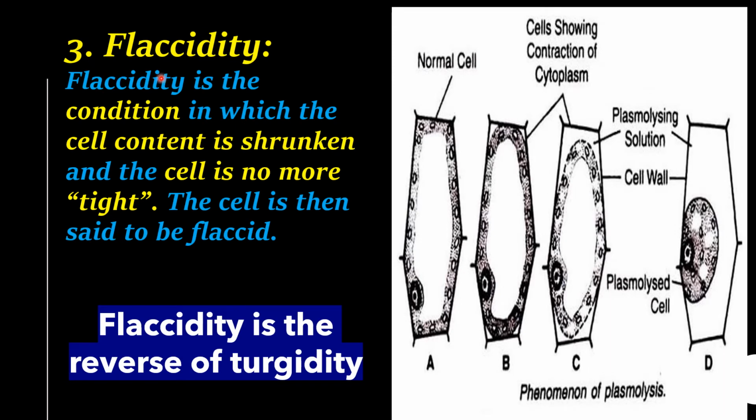The next definition is flaccidity. Flaccidity is the condition in which the cell content is shrunken and the cell is no more tight. That condition we call flaccidity. The cell is no more tight. The cell is then said to be flaccid. We can say flaccidity is the reverse of turgidity. You already know what turgidity is. Yes. Then flaccidity is just the opposite of turgidity.